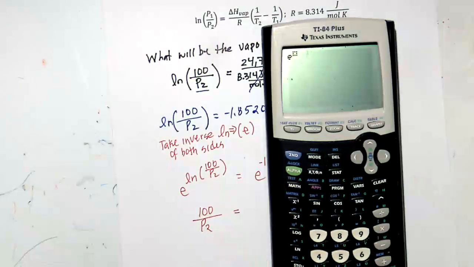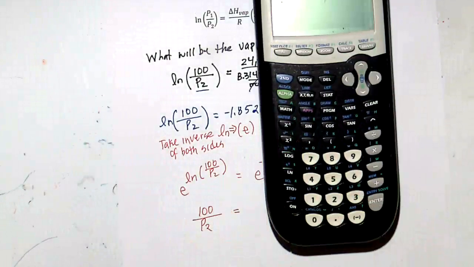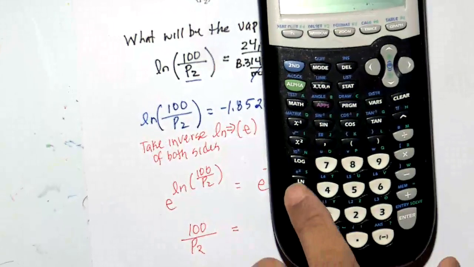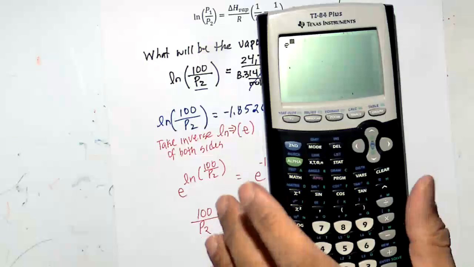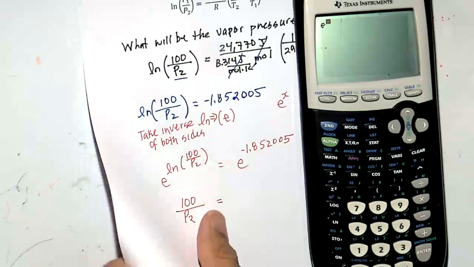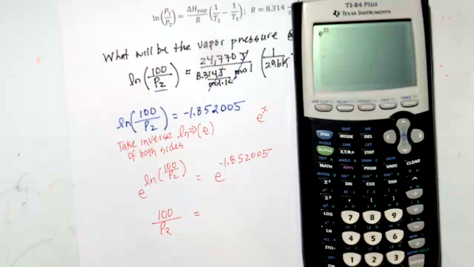Some calculators have e by itself, so whatever calculator, make sure you know how to do the inverse natural log, which is the same thing as e. The inverse natural log is the same thing as e to the power, actually. All right, e to the power of, what's this number now?